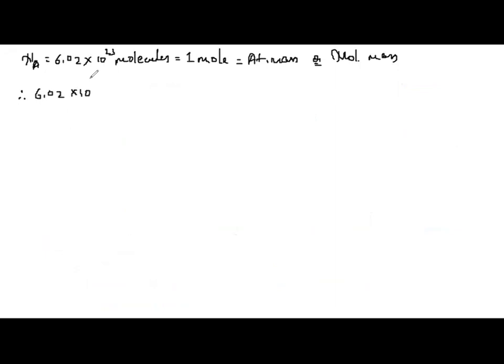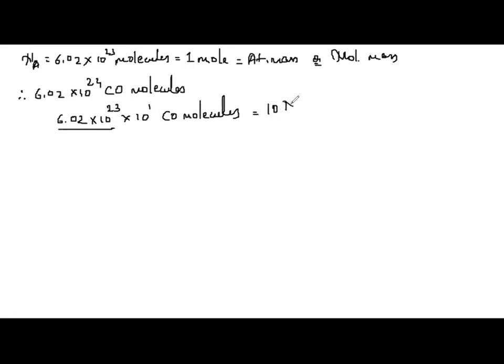6.02 into 10 raised to 24 carbon monoxide molecules. Can I write this like this? 6.02 into 10 raised to 23 into 10 raised to 1. Is that right? 24, I have written it like this. Carbon monoxide molecules. What is this? This is Avogadro number. So can I mention it like this? 10 into Avogadro number of carbon monoxide molecules.